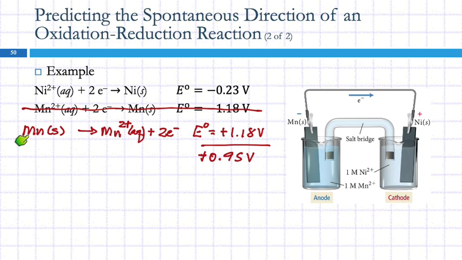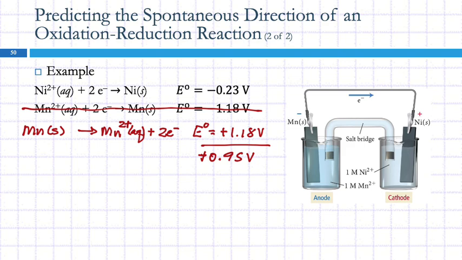So the manganese is going to go to manganese 2+. That's going to be losing the electrons. So this is the one that's losing the electrons. The electrons are going this way towards the nickel. If I picked wrong and got negative 0.95, I've not really wasted any time. I just realized, oh, I got it exactly backwards, other way.